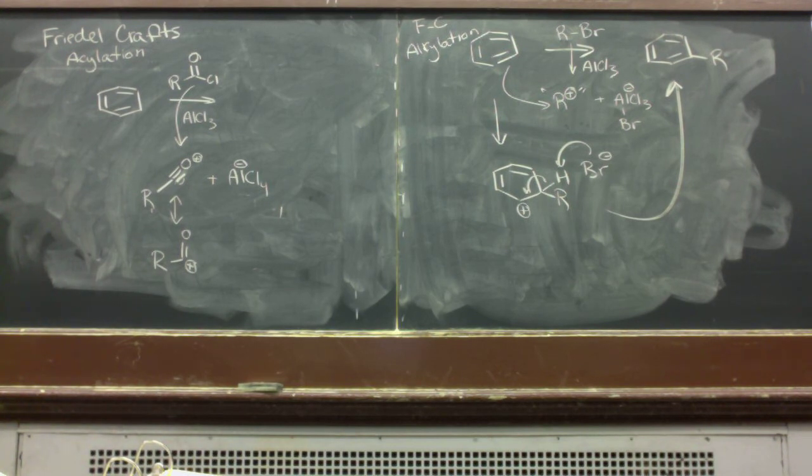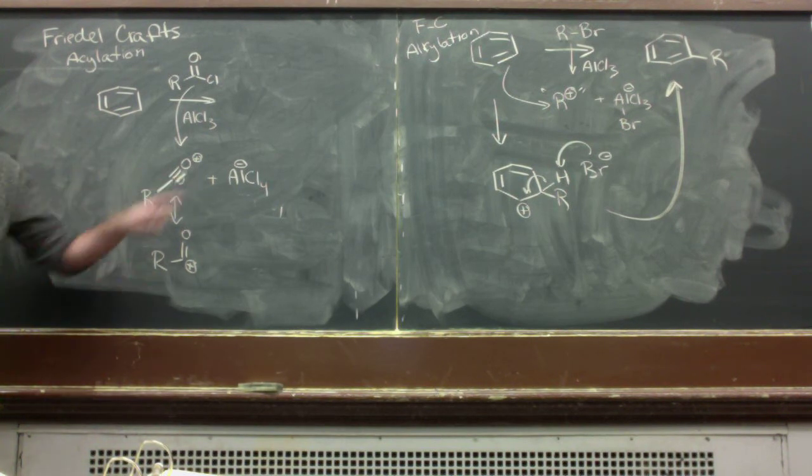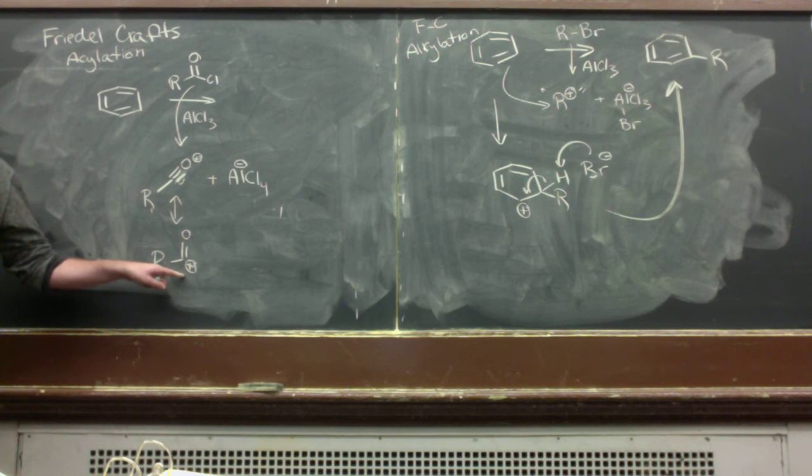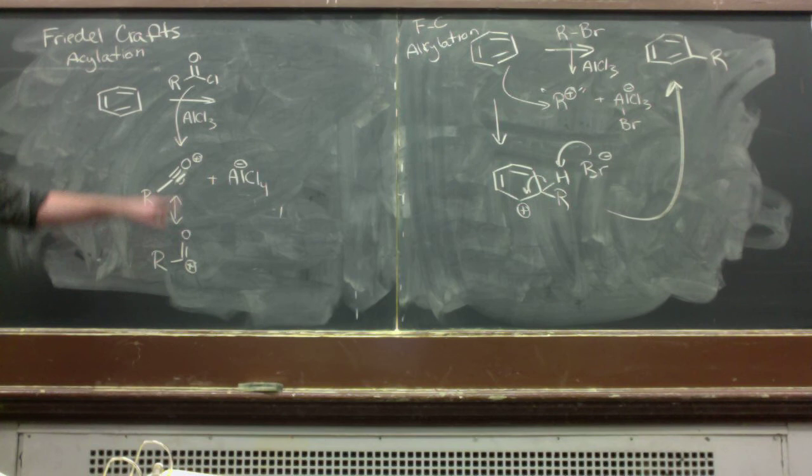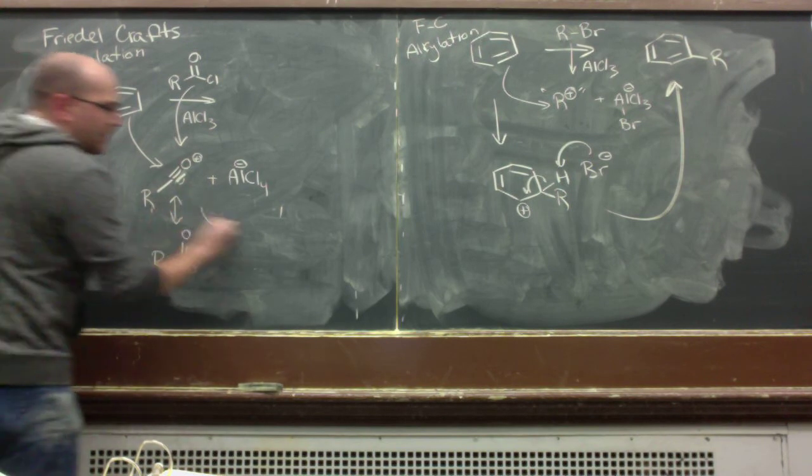Why do you guys think I decided to draw it in the oxonium form? Why did I want to draw it like this rather than this? What'd you say? Yeah, full octet. This one has a full octet. So generally, if you can draw it with a full octet, you want it. Okay, and then same thing's going to happen, right? This is going to attack here.